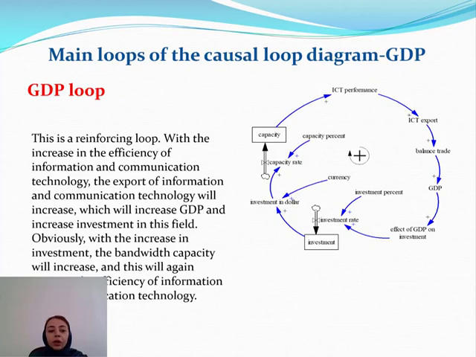Another loop that we have is the GDP loop. This is a reinforcing loop, and it means that an increase in the efficiency of information and communication technology causes an increase in exporting ICT, so it causes an increase in GDP. If GDP increases, we can say that investment in ICT technology increases, and if investment increases, the capacity of bandwidth would increase, and increasing the bandwidth capacity again causes an increase in the efficiency of ICT.